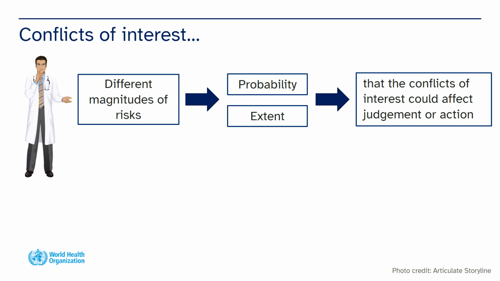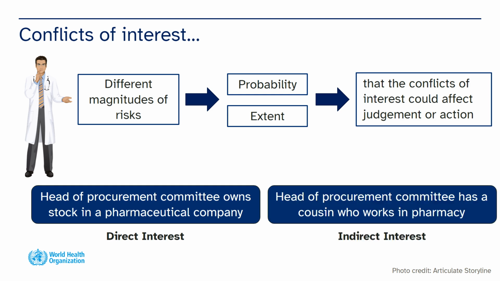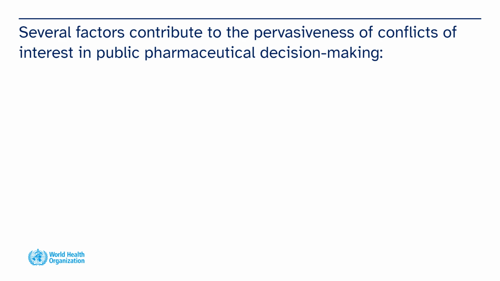Let's look at an example. A direct conflict of interest results if the head of a procurement committee owns stock in a pharmaceutical company, and there is a potential for financial gain if medicines from that company are purchased. The magnitude of the risk and the extent of the impact on tender decisions is likely much higher than an indirect conflict of interest, where the head of procurement has a cousin who works in a pharmacy, and may see little financial benefit.